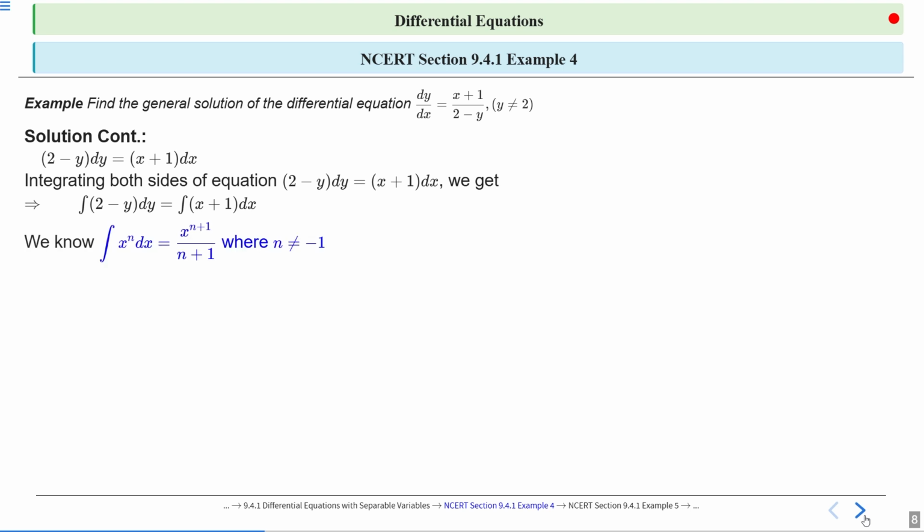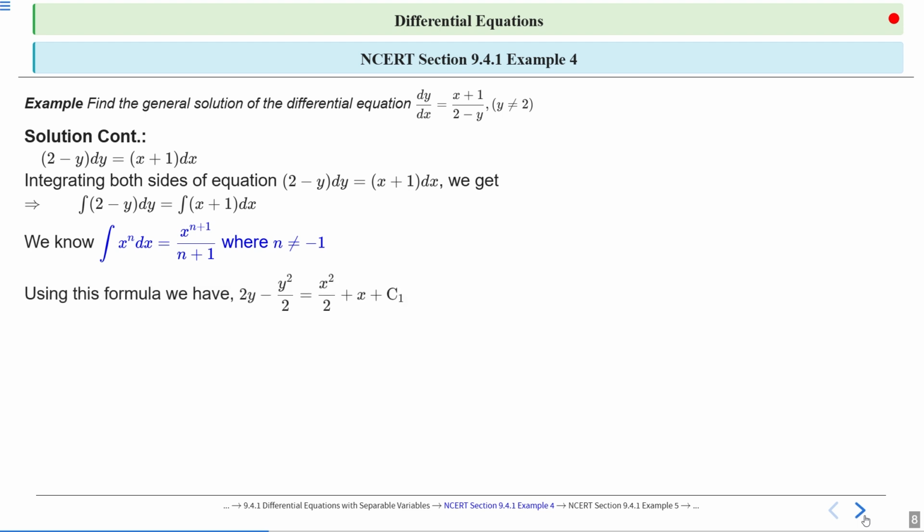As we know, integration of x to the power n dx is x to the power (n plus 1) by (n plus 1), where n is not equal to minus 1. If n is equal to minus 1, it becomes integration of x to the power minus 1 dx, that is integration of 1 by x dx, and integration of 1 by x dx is log x, not x to the power (minus 1 plus 1). So this formula is valid only if n is not equal to minus 1. Then integration of x^n is x to the power (n plus 1) by (n plus 1). So just apply this formula on the above integral.